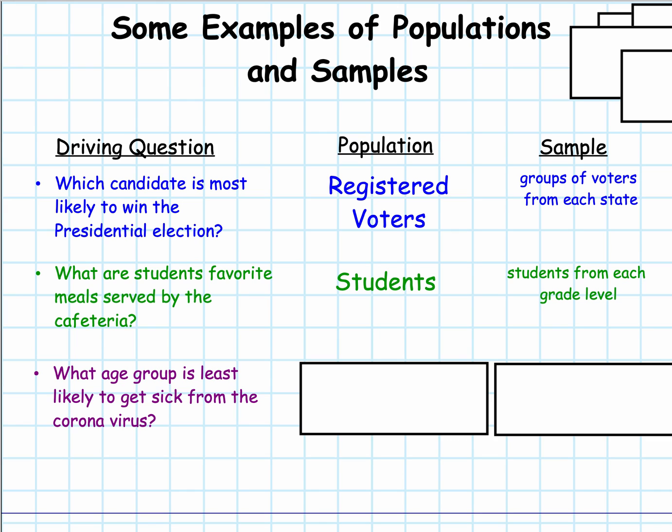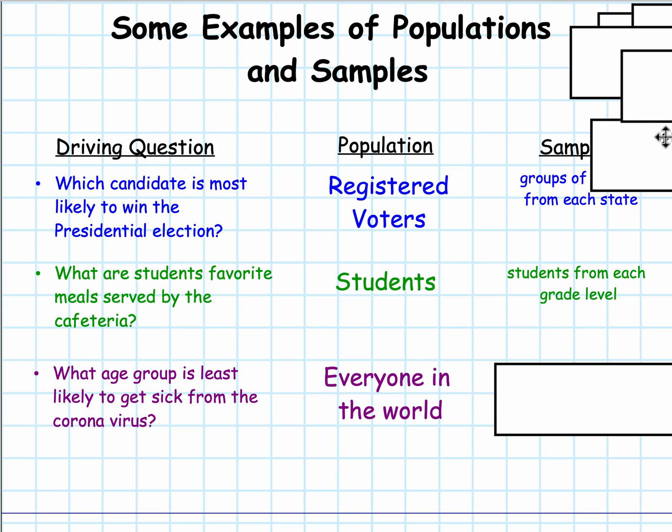Okay, what if this was your driving question? Right now, we're experiencing an outbreak of coronavirus, and it's called a pandemic. So maybe you're an epidemiologist and you're trying to figure out what age group is least likely to get sick from the coronavirus. So who's the population? Remember, the population is the group of people you're studying. Well, it would be everyone in the world right now, because this is a pandemic.